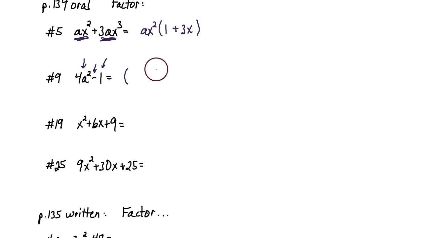The factoring pattern has 2 sets of parentheses. To find this spot and this spot, you use the square root of the 4a squared. 2a times 2a is 4a squared. To find this spot and this spot, you use the square root of the 1. Positive 1 times negative 1 makes the negative 1.